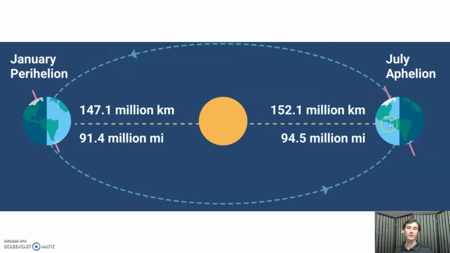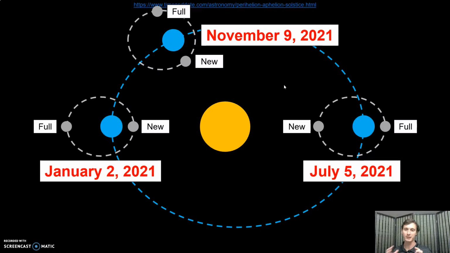When it is further from the sun, it's going to have a subdued effect on tidal range. We get a lower tidal range as a result. Okay, so let's put it all together here.